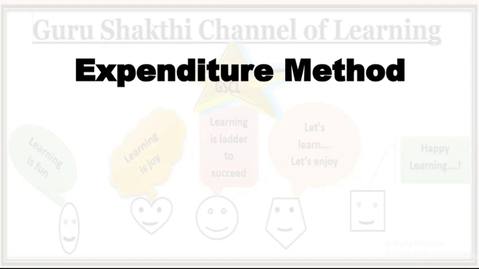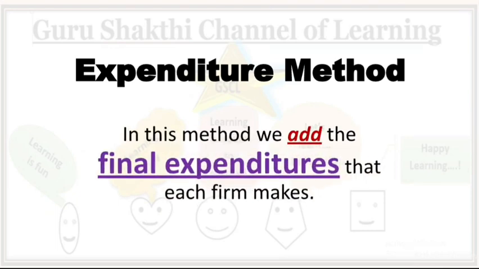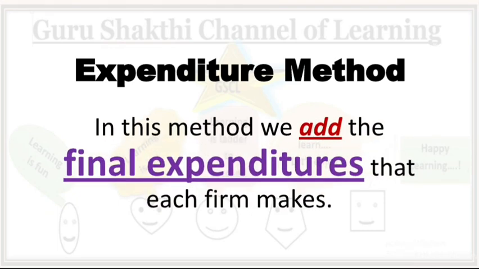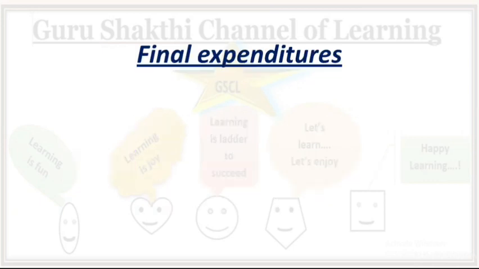The revenue that the firms get is the main player through which we calculate the gross domestic product through the expenditure method. In this method, we add the final expenditures to get the value of gross domestic product. Following are the different kinds of final expenditures.